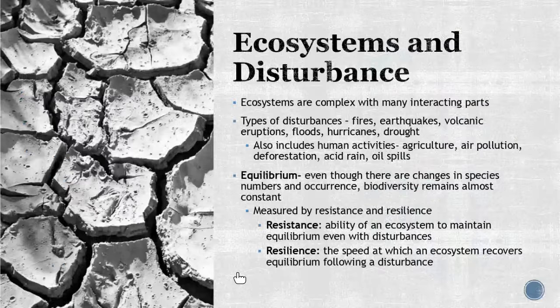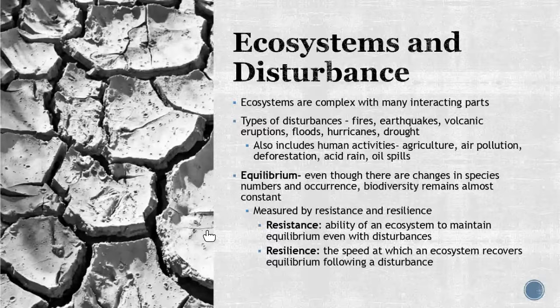Now, with disturbances, sometimes the natural ones like fires and earthquakes, floods, hurricanes, drought, what we need to see is how does the ecosystem adapt and can it rebound from it? We also have to consider all the human activities. What does agriculture, air pollution, oil spills do to those? And especially oil spills when you think about the oceanic ecosystems.